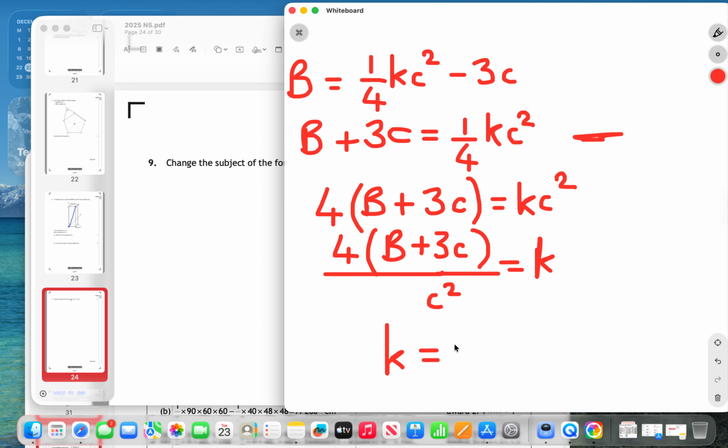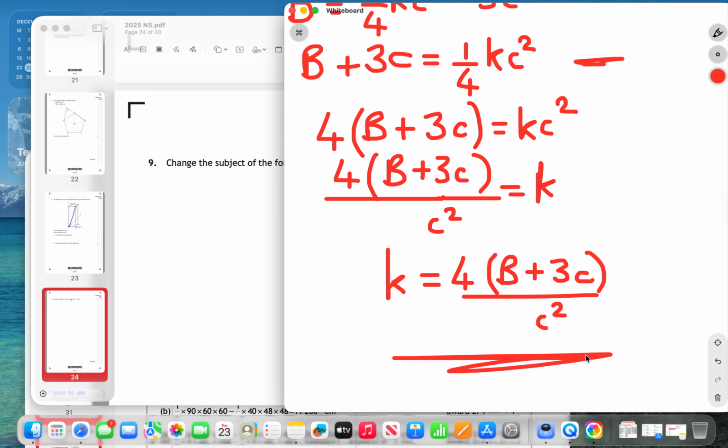We'll put K on its own on the left hand side. So what you have to check is that K is on its own on the left hand side, which it is, and the right hand side does not have a K. It's got B and it's got small c, but it doesn't have a K. So that's us done. Always perform that check that I just did at the end of the question.